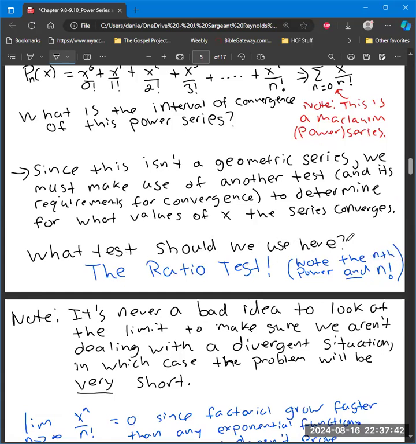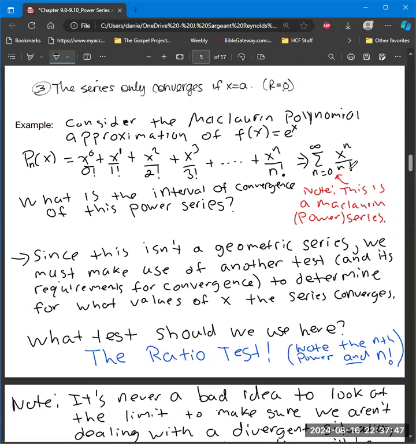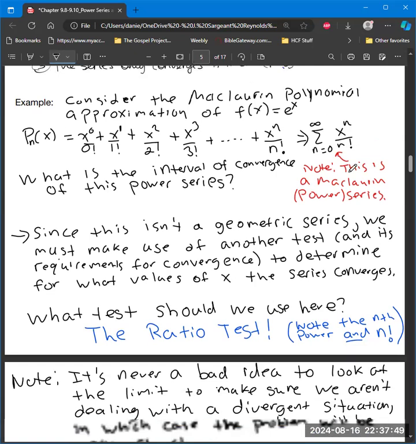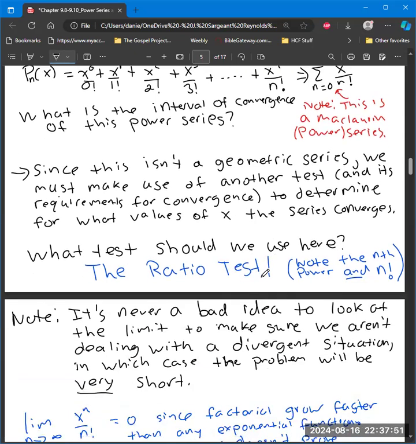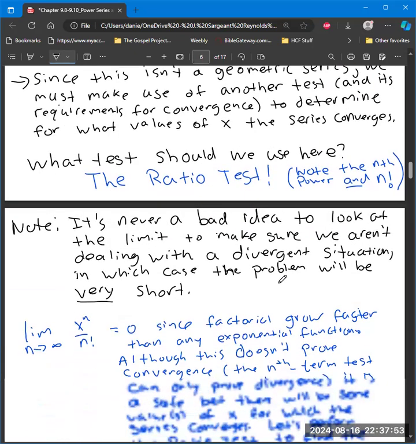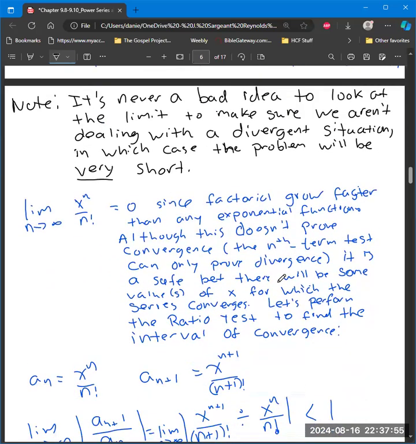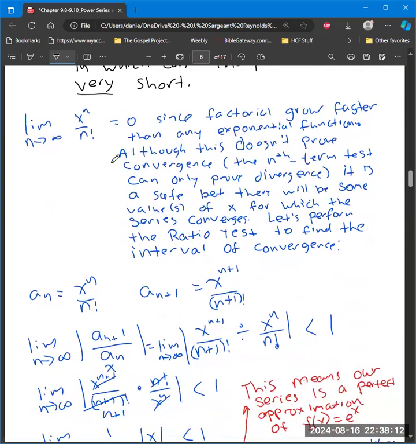So this would normally be just a question to ask you in class. What test should we use here? Stop and let you think for a second, but because we've got nth powers and n factorials, we're going to use the ratio test. And the ratio test is going to be our go-to test for finding the radius of convergence and the interval of convergence. So it's never a bad idea to look at the limit first to make sure that we aren't dealing with a divergent situation, in which case the problem will be very short if that happens.